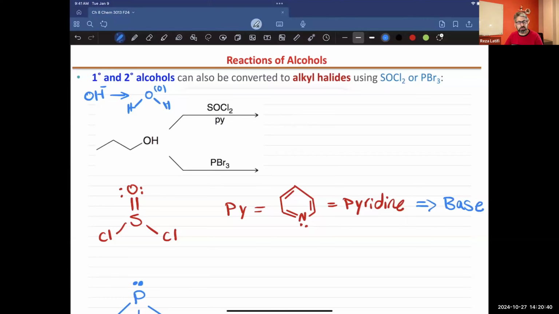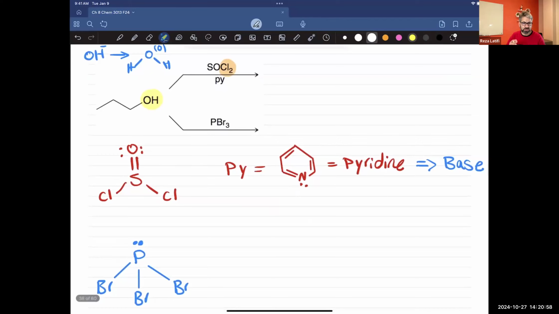We have a couple of methods for this purpose. One of them is thionyl chloride. This compound is going to replace the OH with chloride. So this is the OH, and it will be replaced by chloride. And what do we have here? We have a sulfur attached to two chlorides and one oxygen, a dichloride, the chlorosulfoxide. Mainly we call it thionyl chloride.